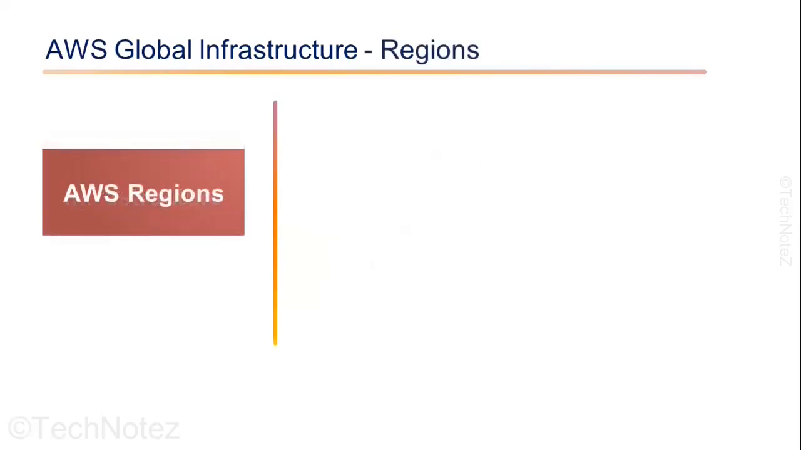First, let's talk about the AWS region. Every customer wants to host the application closer to their location for better performance. So AWS has hosted its physical data centers at multiple geographical locations in the world.